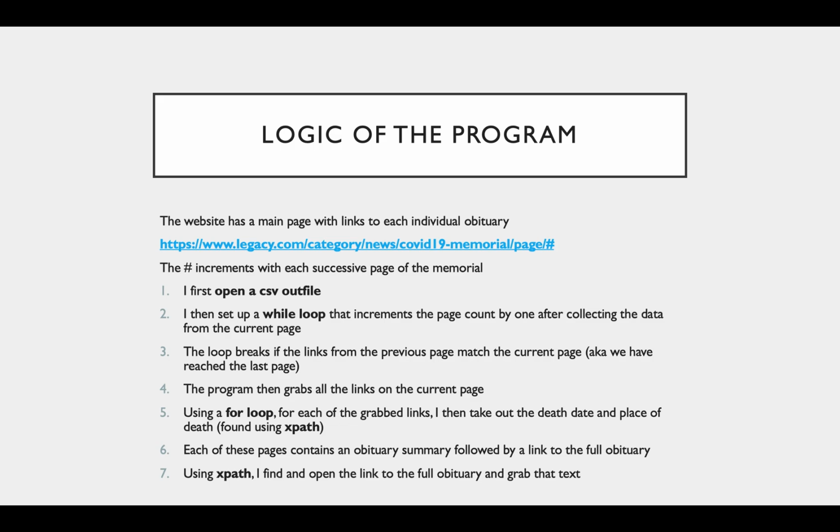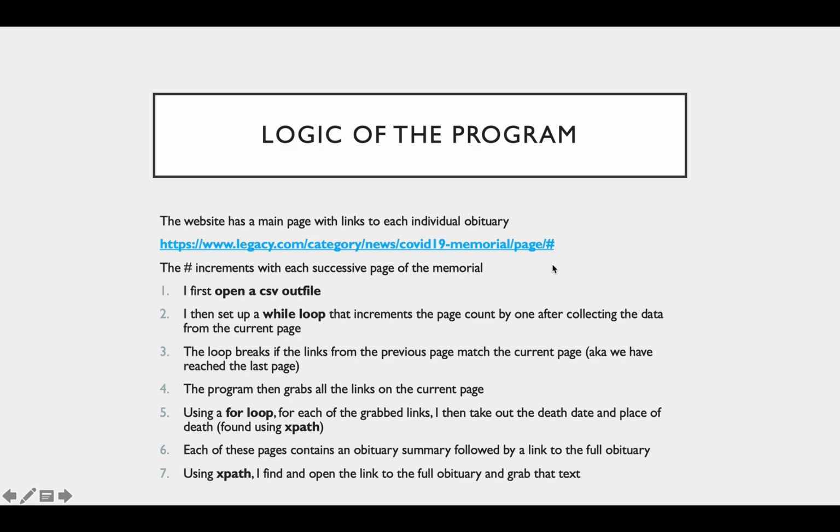The program then grabs all the links for the current page, and using a for loop for each of the grabbed links, I take out the necessary information. And that information is found using XPath, which basically identifies certain elements in the HTML code. For each of those pages containing an obituary summary, I follow a link to the full obituary. And then using XPath, once again, I grab that text.